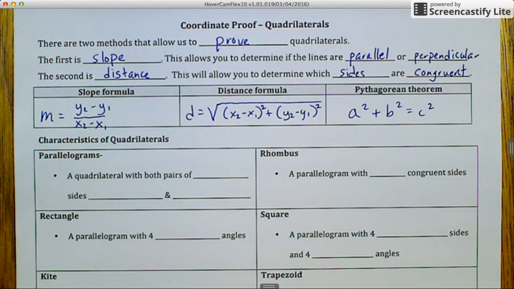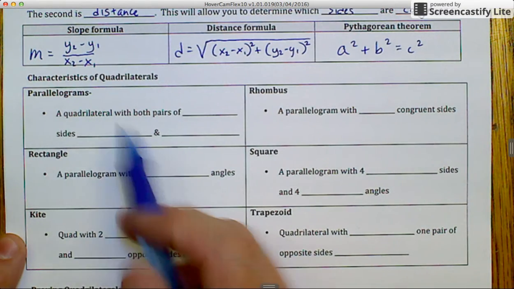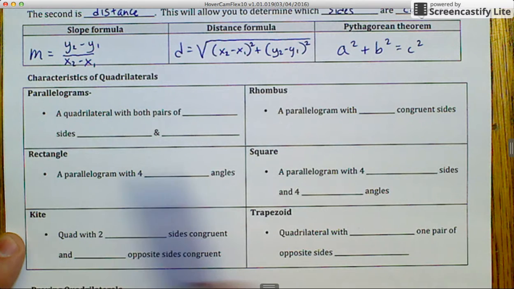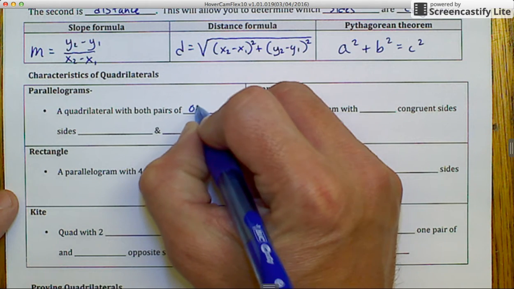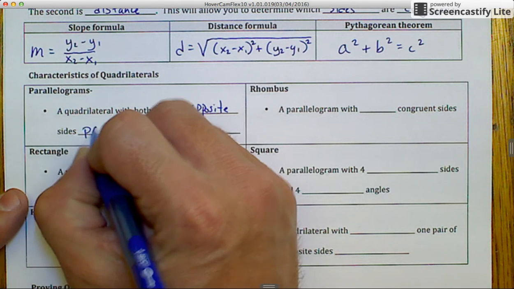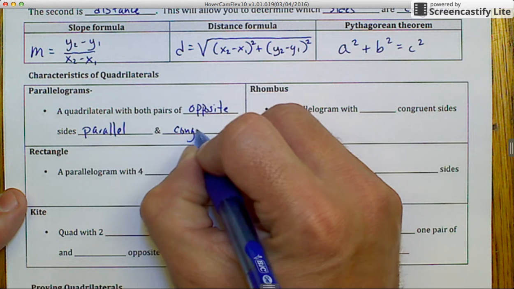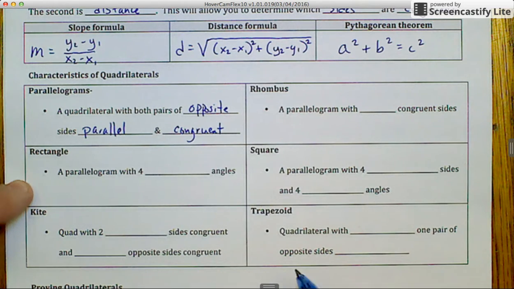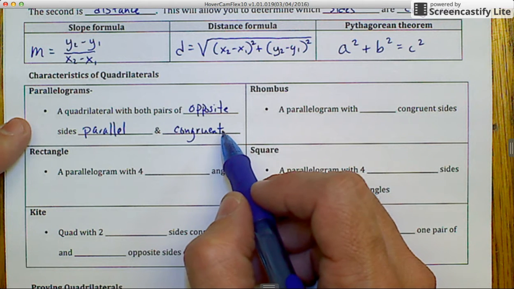So now we need to talk about the characteristics of the quadrilaterals. And we have 6 quadrilaterals that we're going to be talking about. Parallelograms, rhombuses, rectangles, squares, kites, and trapezoids. So a parallelogram is a quadrilateral with both pairs of opposite sides parallel and congruent. So if you're dealing with parallelograms, you're going to have to show that opposite sides are parallel. You're going to have to show that opposite sides are congruent to prove that it's a parallelogram.